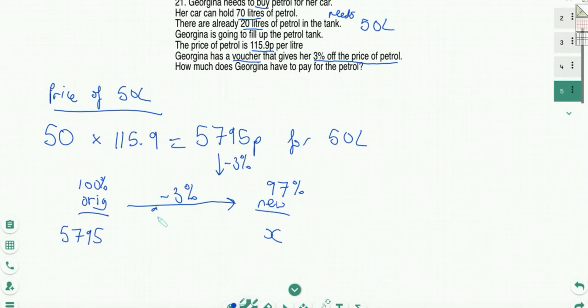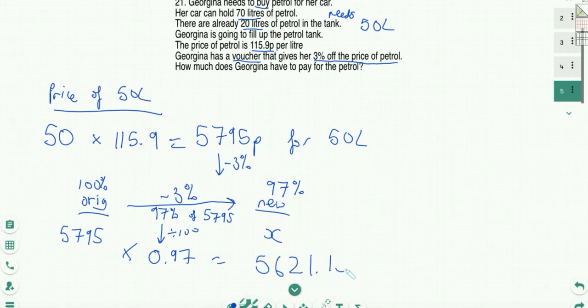So we need to find 97% of 5,795. Let's turn 97% into a decimal by dividing by 100, and that'll give us 0.97, and we always multiply. 5,795 multiplied by 0.97 is 5,621.15p. So that's how much she'll have to pay for her petrol. That's the last question, guys.